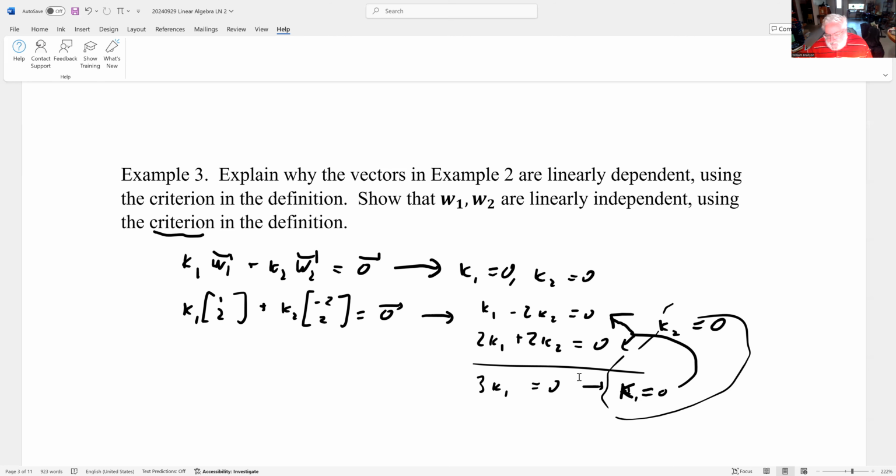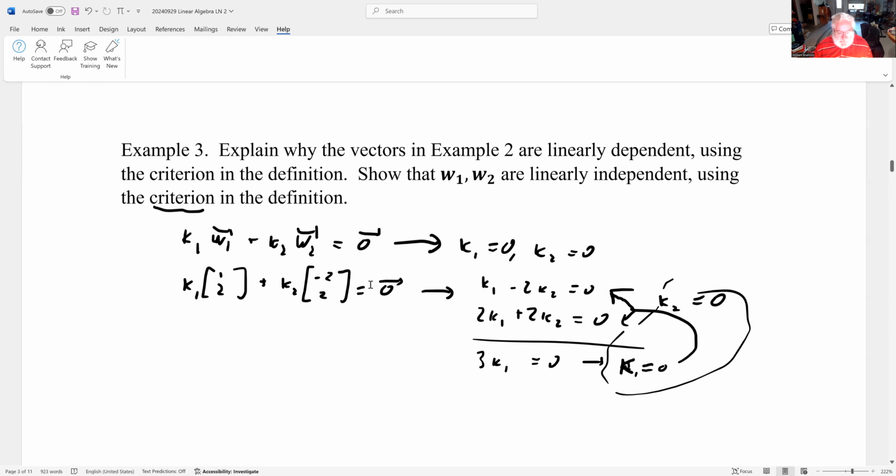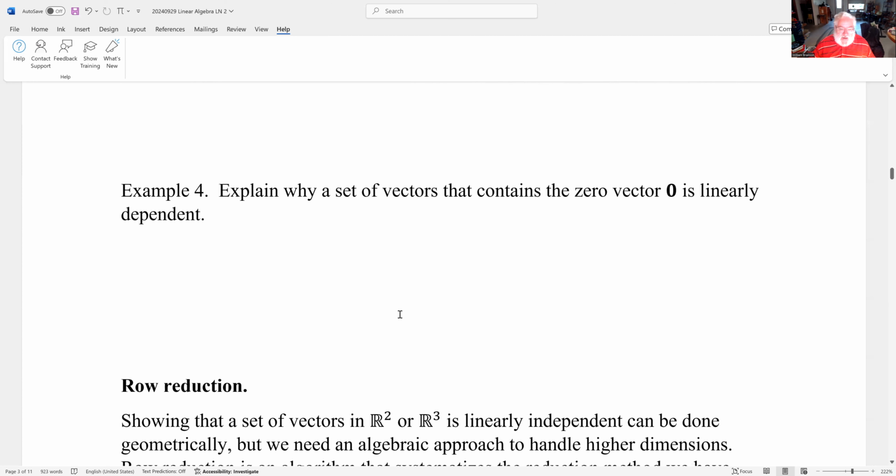So they're linearly independent. So if you have a set of vectors that contains a zero vector, it's automatically linearly dependent. So everything we do in the future is sort of ignoring the zero vector.